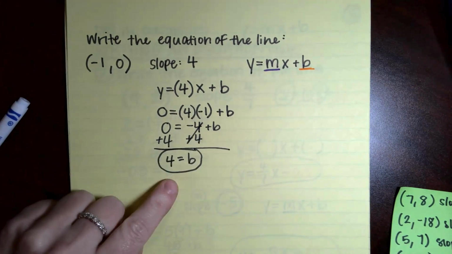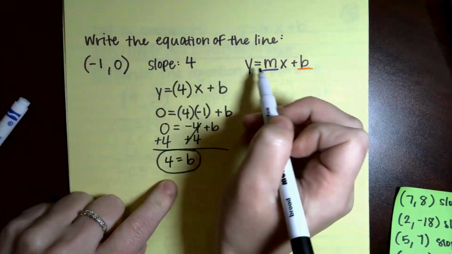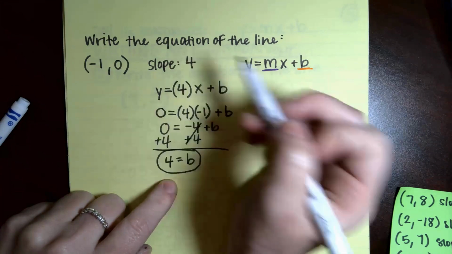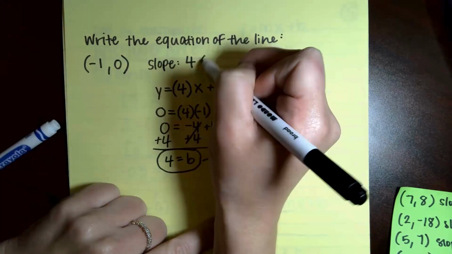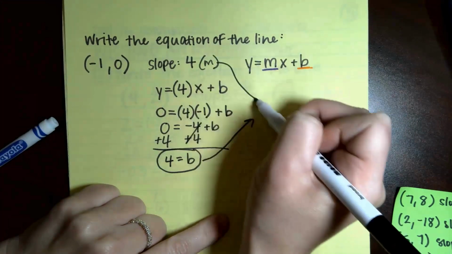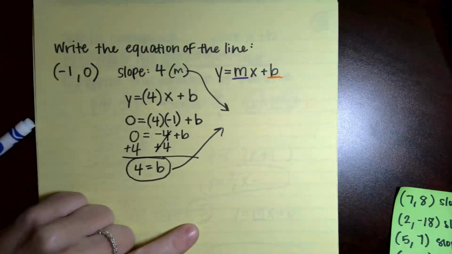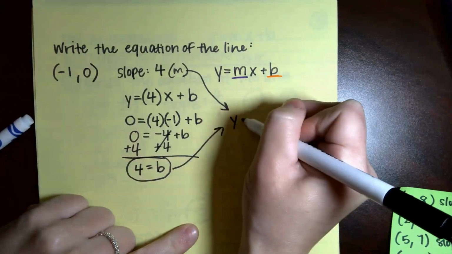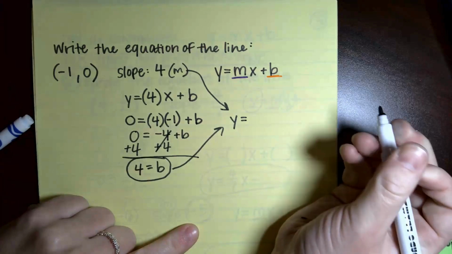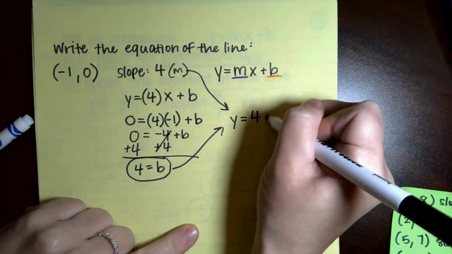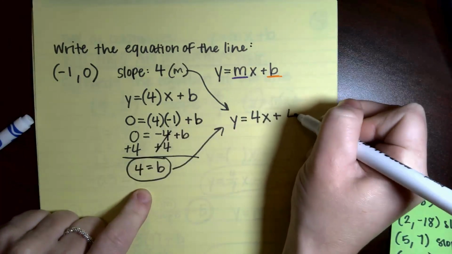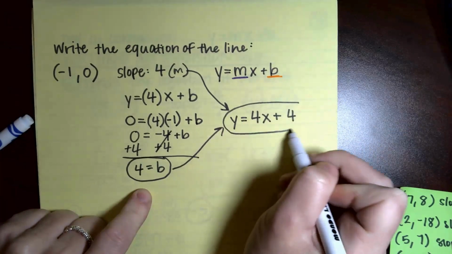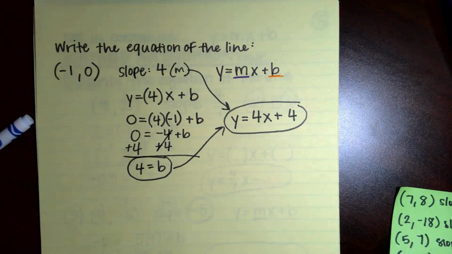We solved for b. We already have m, our slope. That does not change. So let's now use this information and write our final equation. y equals, what's my m? 4x plus 4. Great job, guys. That is it.